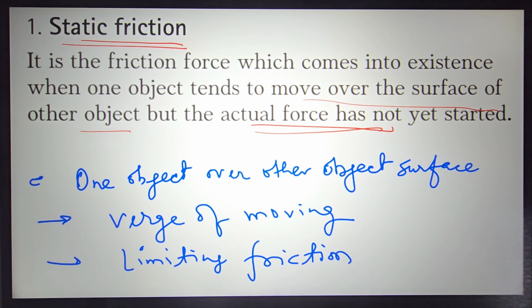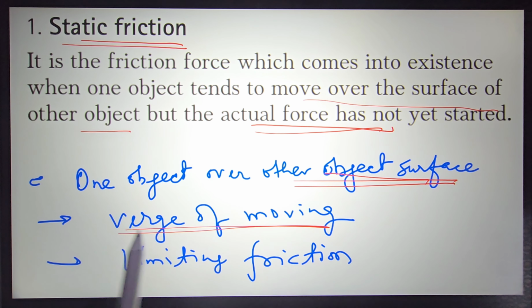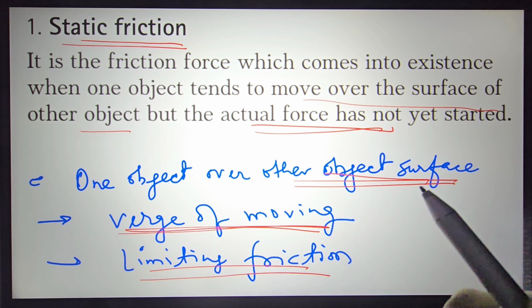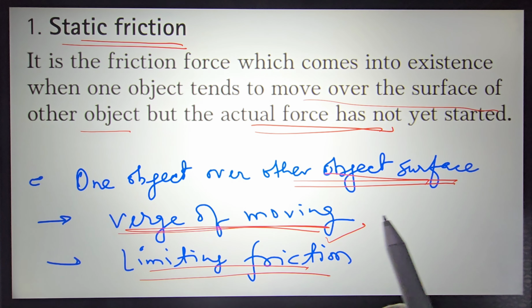Okay. Now see further. So one object over another object, this is one thing. Second, this is the verge of movement, meaning movement has not started. And third important thing, it's a kind of limiting friction. So we can say if we keep on increasing the applied force to create movement, then a stage comes when the object is on the verge of moving over the other object. So the friction at this time is called limiting friction. Limiting friction is the maximum value of static friction. So this you must remember. This is about static friction.